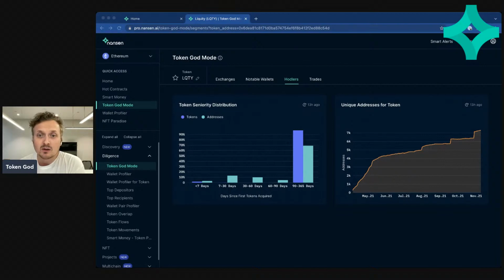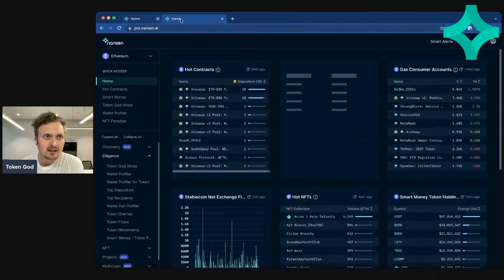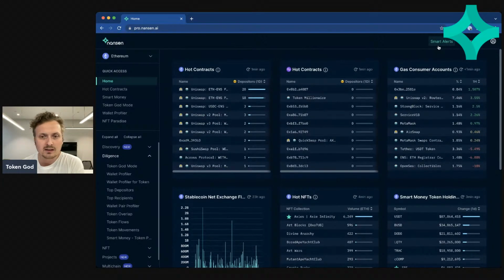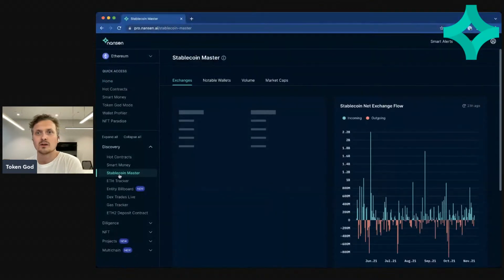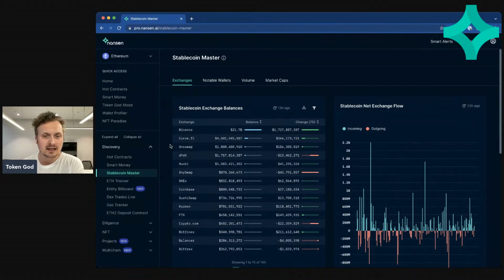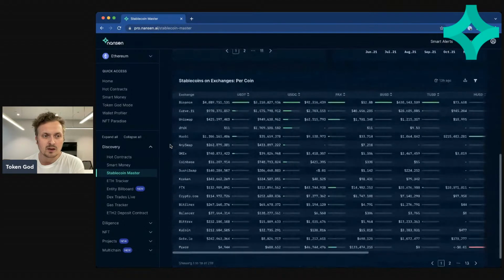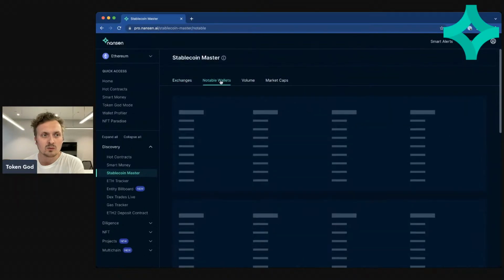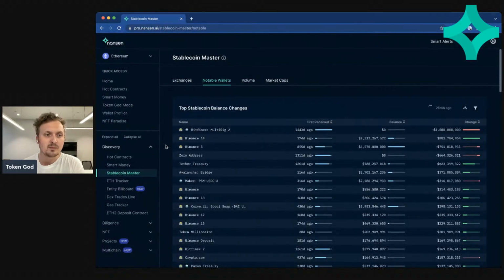I don't have VIP Nansen, only the lowest tier subscription. What is similar to hot contracts in the lowest tier subscription I have? That's a great question. I would probably say there are a few different things. You could actually look at the Stablecoin Master, because especially for yield farming, it can be helpful to know where the stablecoins are flowing. And so looking at notable wallets for Stablecoin Master is a bit of a workaround that might be interesting.